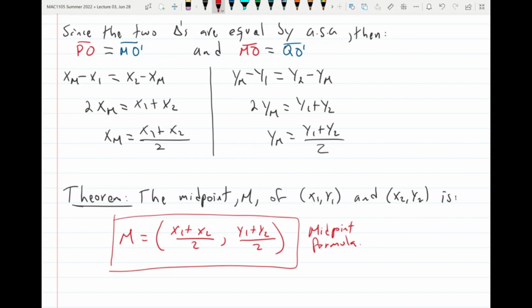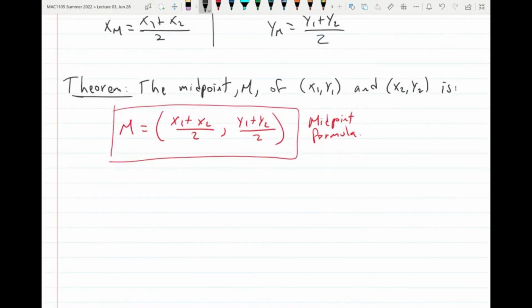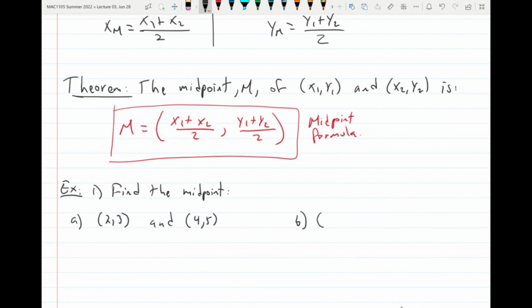Okay, any questions for this? All right, so let's go ahead and find M here. Let's find the midpoint of these two guys. So, example: find the midpoint of (2, 3) and (4, 5). And then let's do (-1, 1/2) and (2, -7).